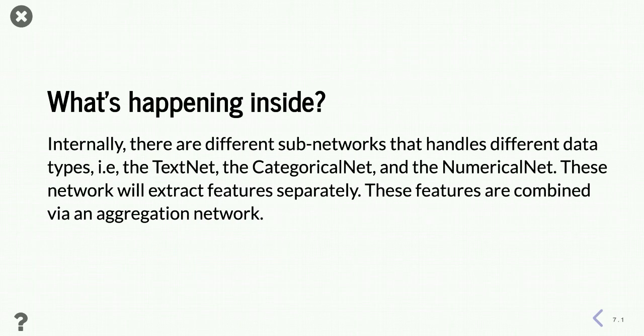So what's happening inside? Internally, there are different subnetworks that handle different data types. That is the text net, which is based on the pre-trained model, the categorical net, which is some embedding plus MLP, and the numerical net. These networks extract features separately, and these features are combined via an aggregation network.